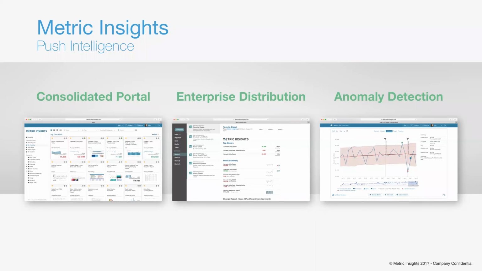We have enterprise distribution tools, so that instead of forcing users to log in and look for information, we will push it out to them on a daily, weekly, or monthly basis that can be set up by one person for many. And then the final and key point is anomaly detection. So when you've got thousands or tens of thousands of dimension values, Metric Insights will find the ones that are having issues and problems and push those out to your end users.